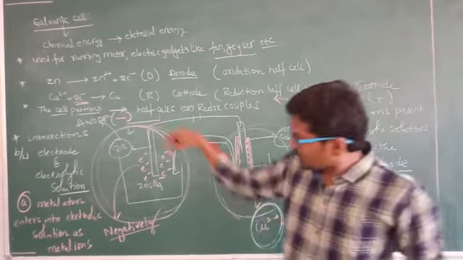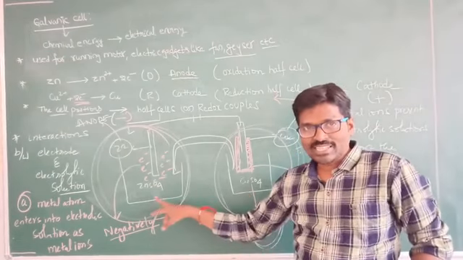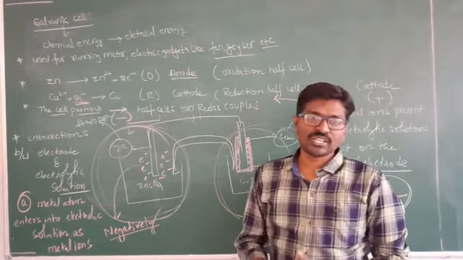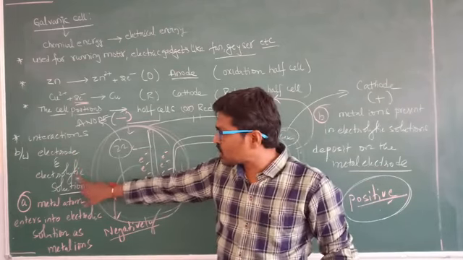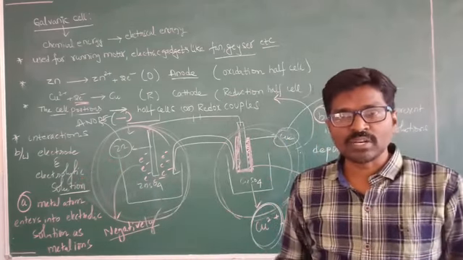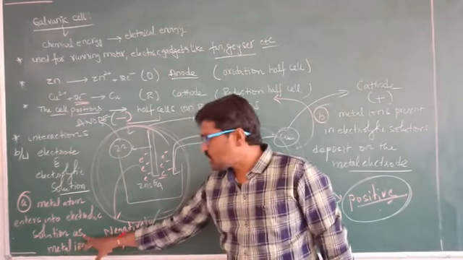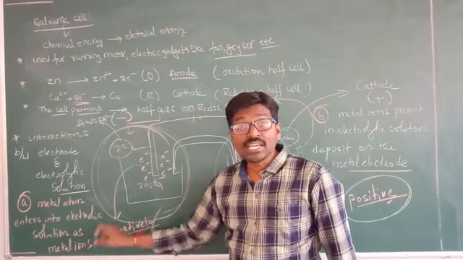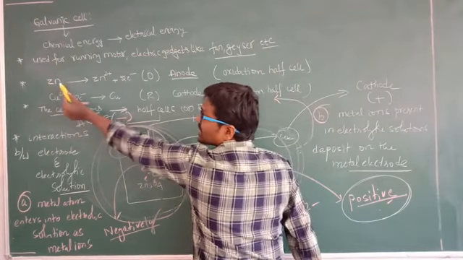Whenever we place these electrodes in an electrolytic solution, either ZnSO4 or copper sulfate, what happens? We observe interactions between the electrodes and the electrolytic solution. At that time there are two possibilities. First possibility: metal atoms enter the electrolytic solution as metal ions, leaving electrons. The best example is a zinc rod placed in zinc sulfate solution. At that time Zn is converted to Zn2+.